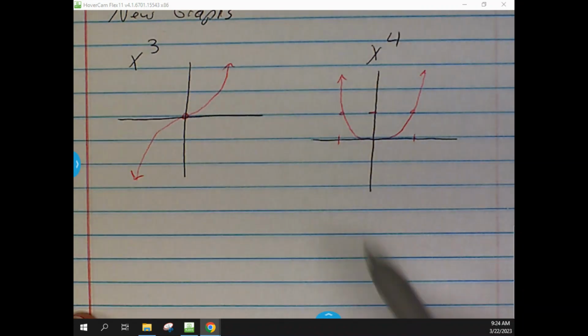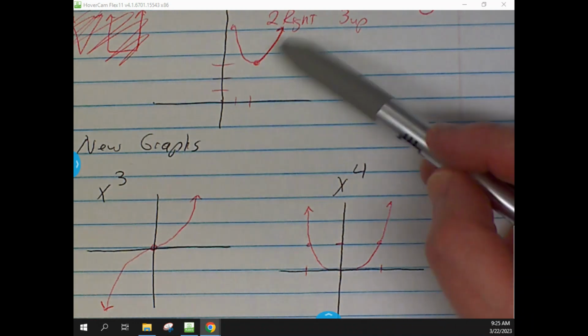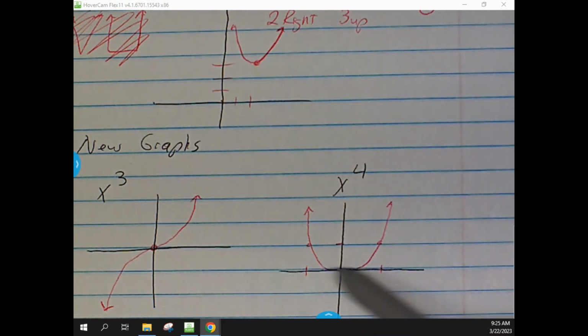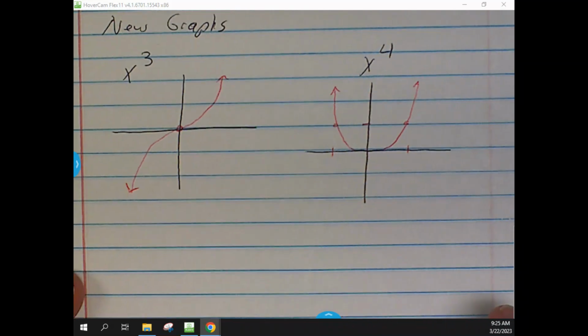Okay, so x to the fourth and x squared are pretty similar, but again, the big difference is this one's more of a U shape. This one's more like a flat bottom. Almost looks like the hull of a boat, almost like some big yacht ocean liner. It kind of flattens out in the bottom a lot of times.